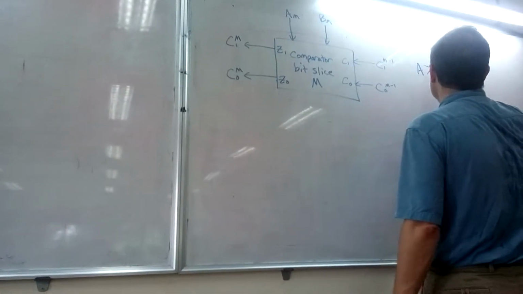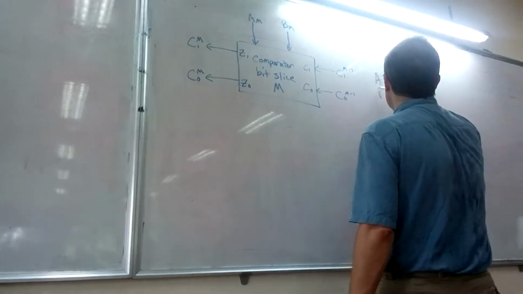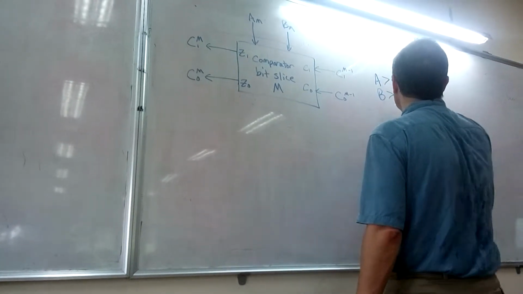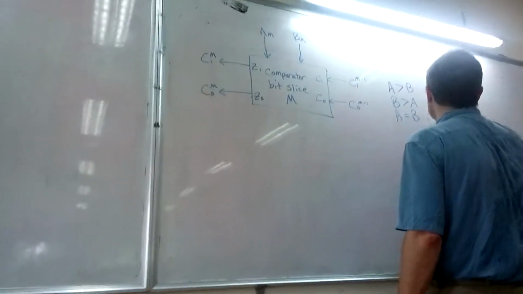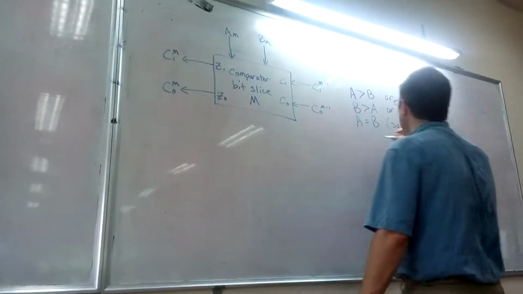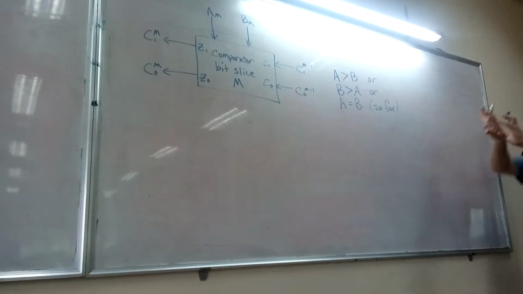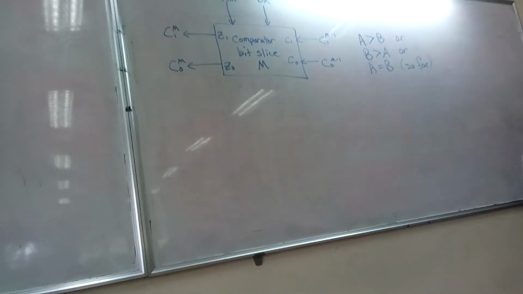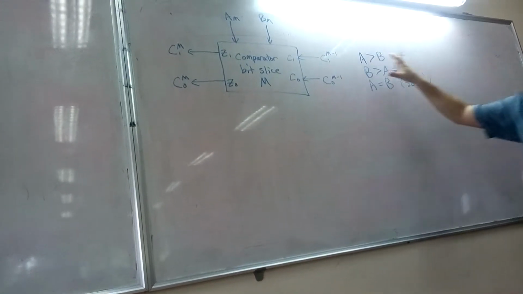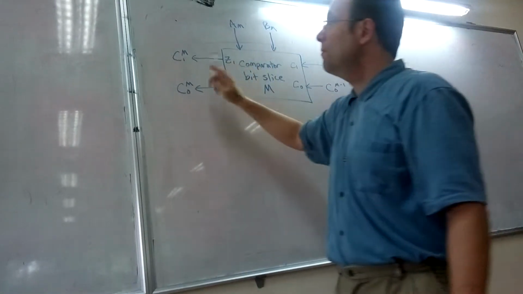That's what this will tell us. A is bigger than B, or B is bigger than A, or A equals B so far. So here, things are coming from the right. For all of the bits to the right, we say A is bigger than B or whatever. Right? It's a binary number. So we'll pass that information up.